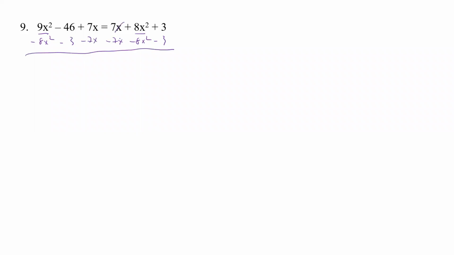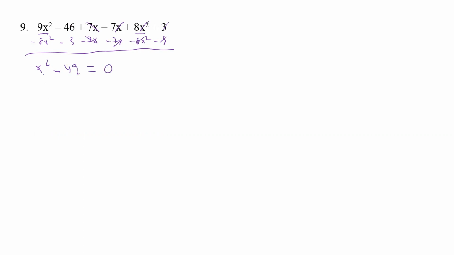When we do that, those are gone, that's gone, that's gone. Over here, that's gone there too. So now we just have x squared, and then minus 46 minus 3 is minus 49 equals 0.